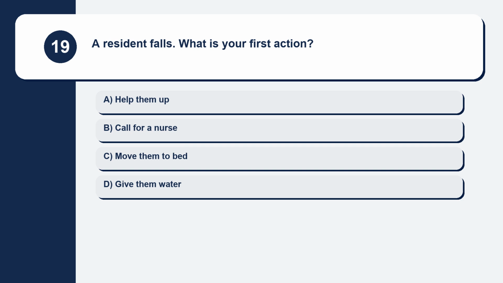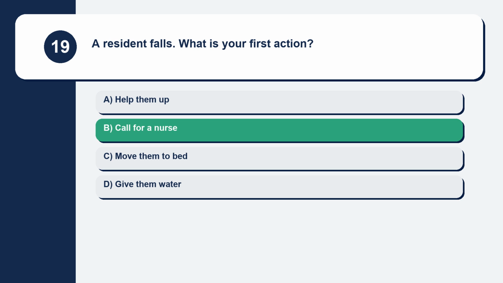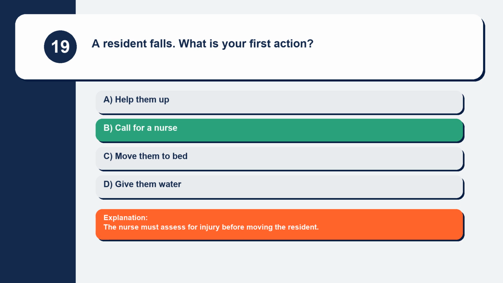Question 19. A resident falls. What is your first action? Help them up, call for a nurse, move them to bed, or give them water. The nurse must assess for injury before moving the resident.